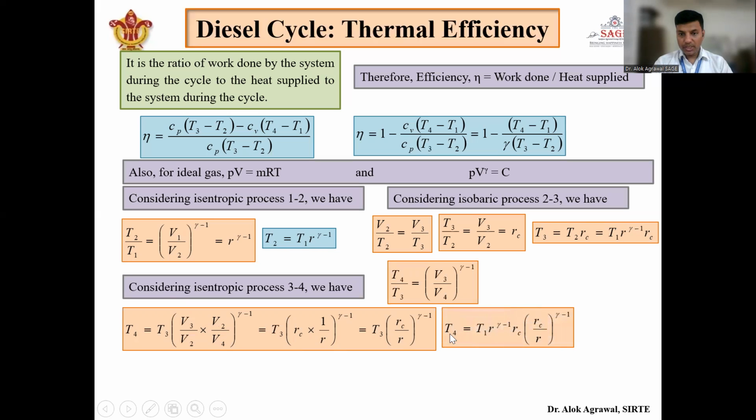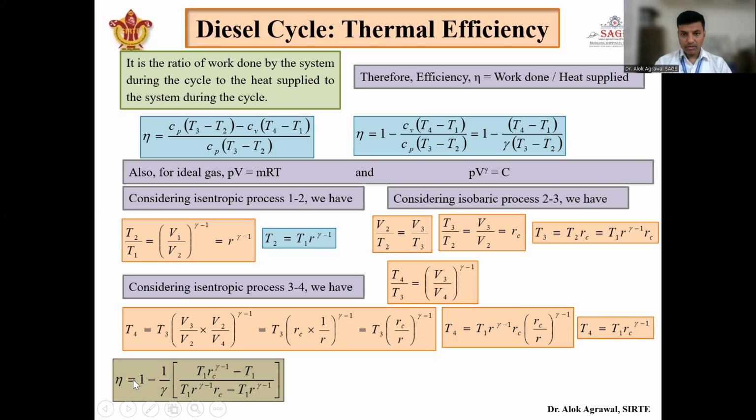From here, we have just seen that T3 is T1 r to the power gamma minus 1 into rc. So replacing this T3, we can write T4 in terms of T1, that is T1 times r to the power gamma minus 1 rc, in brackets, rc upon r to the power gamma minus 1. Once we open this bracket, we get T4 is equal to T1 rc to the power gamma, because r to the power gamma minus 1 in the denominator and r to the power gamma minus 1 in the numerator cancel each other.